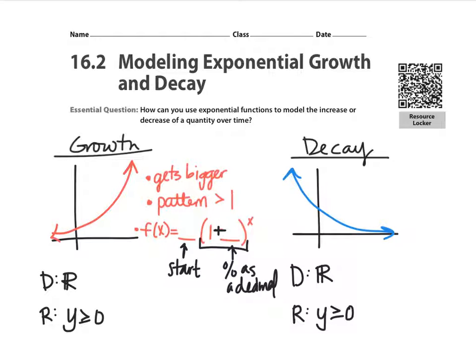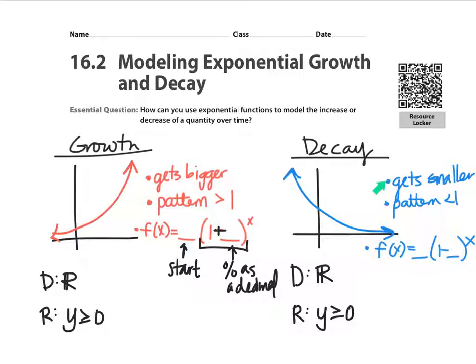In comparison, decay functions are going to get smaller. They have a pattern that is less than 1. And the function is still going to look very similar, where this first value is the start, and the parentheses are the pattern. However, this time we're going to do 1 minus the percentage, just so that we get a number that's less than 1. That's the only way we're going to be getting our function to be smaller in the end.